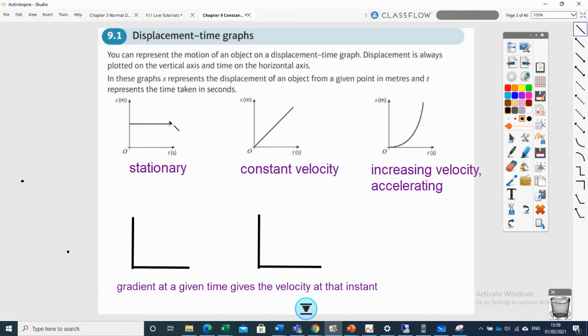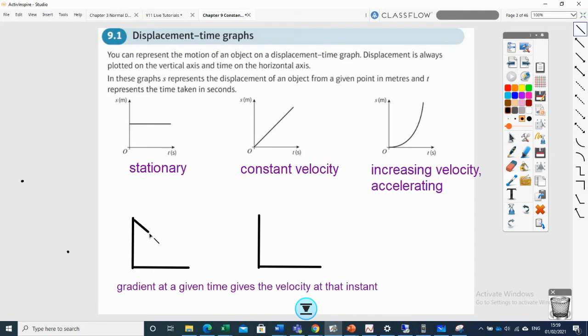So at this instant, any instant here, it's a flat line, so it's got no velocity. The gradient is 0, the velocity is 0. Here, the gradient is the same, so it's got a constant velocity and it's positive because it's a positive gradient. Here, the gradient is low to start off with and it's increasing at the end, so the gradient is increasing, therefore it's increasing velocity, acceleration.